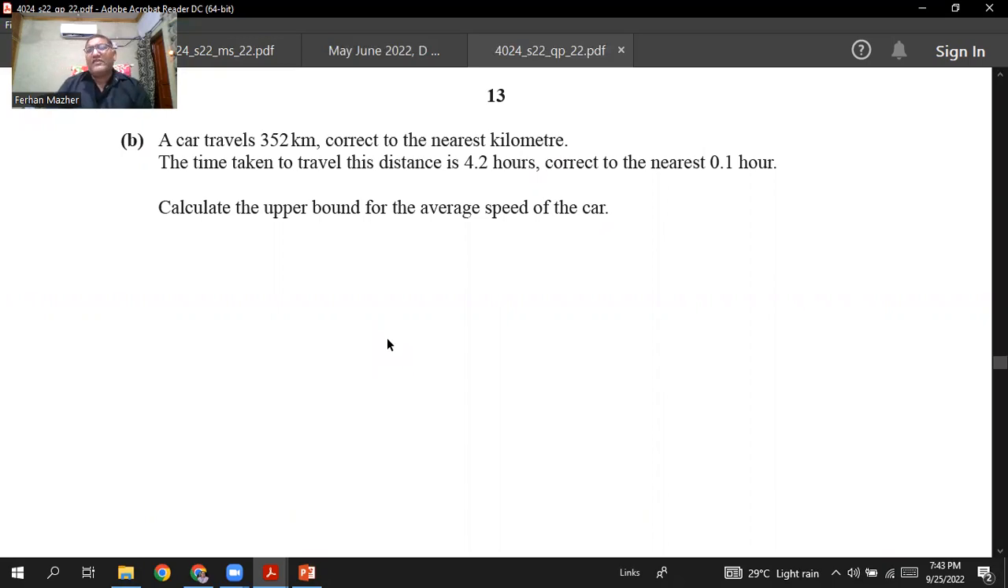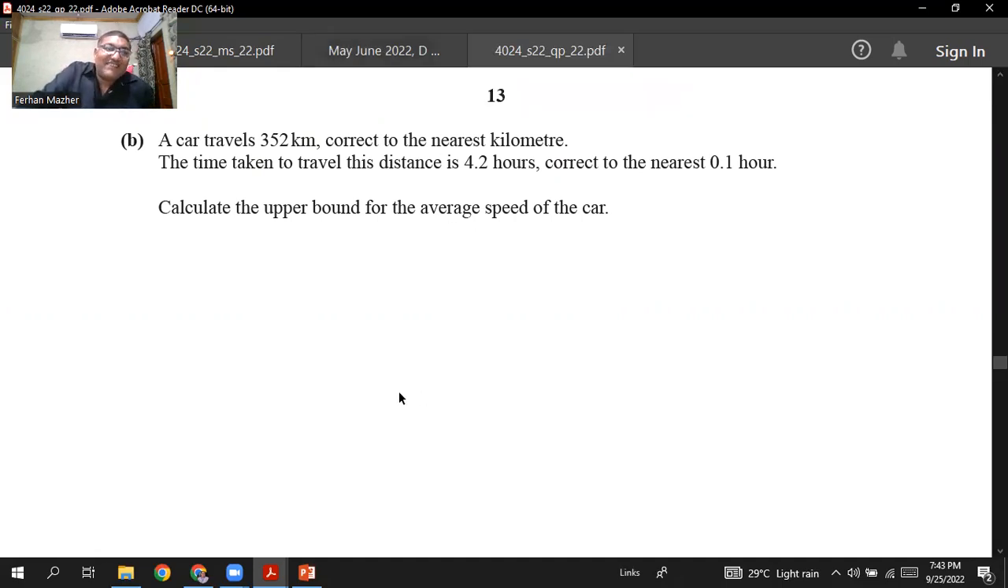The time taken to travel this distance is 4.2 hours, correct to the nearest 0.1 hour. Divide the 0.1 hour by 2, you get 0.05. So when you add 4.2 plus 0.05, you get 4.25. That's the upper bound of the time. The lower bound of the time will be 4.2 minus 0.05 hours. You will get 4.15. So that's the lower bound. Calculate the upper bound for the average speed.